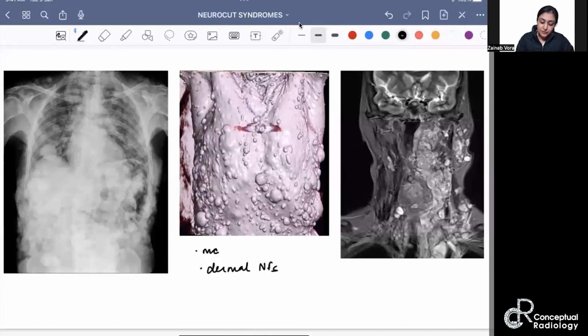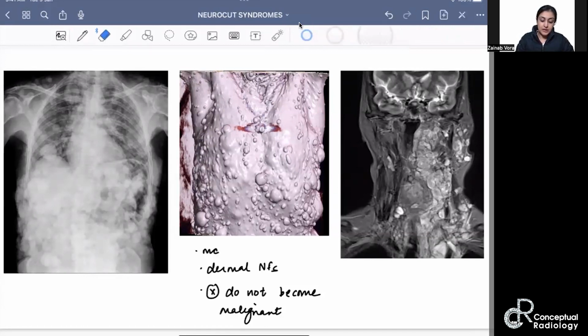What is very important for you to remember is these do not become malignant, right? What becomes malignant are these plexiform neurofibromas. So these are your dermal neurofibromas. This is a VRT of an image which shows these cutaneous lesions very well. And this can also come to you as a very easy spotter, very, very classical.